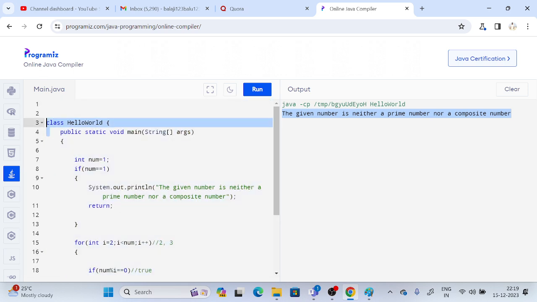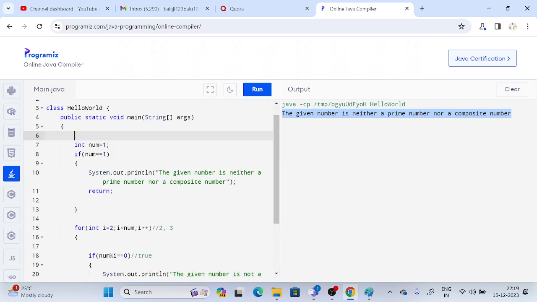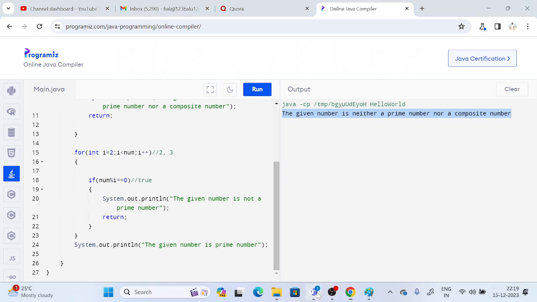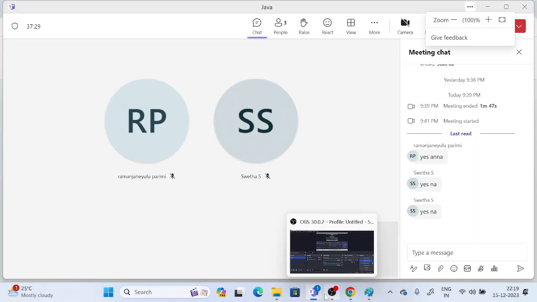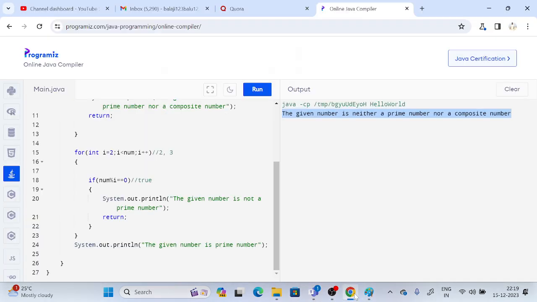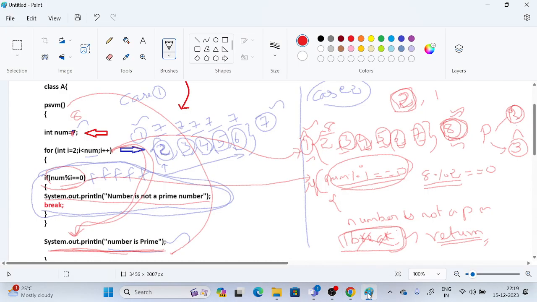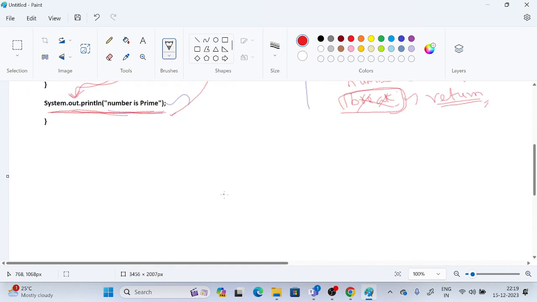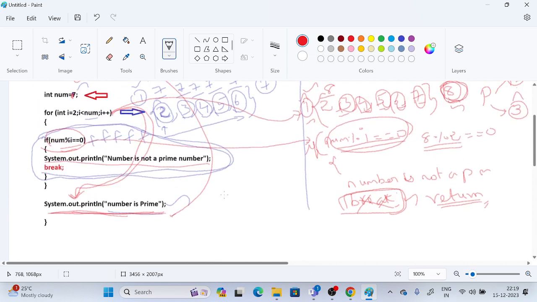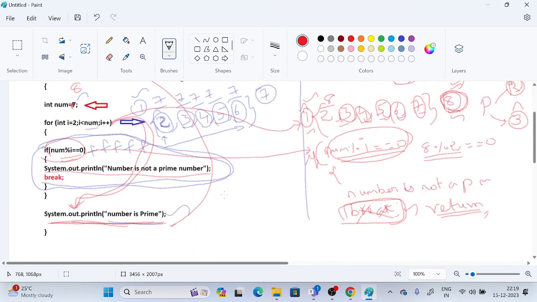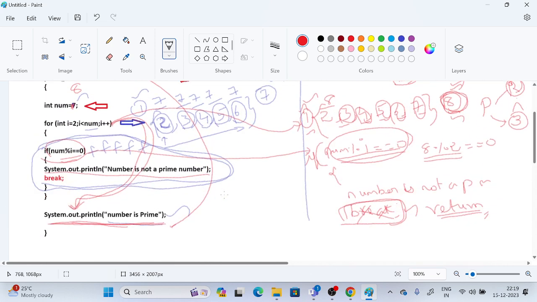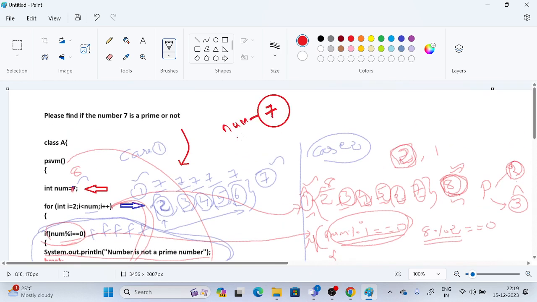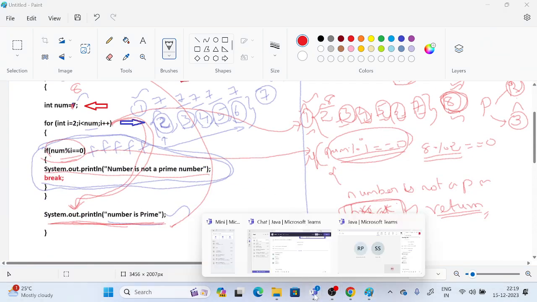Hope this program makes sense. But if you ask me whether this is a good solution or not, definitely it is not a good solution because the time complexity is more. I will teach you about the time complexity in tomorrow's class. This is how we approach a program. We were asked to find if a given number is prime number or not. Just type yes in the chat box if you have understood till now.